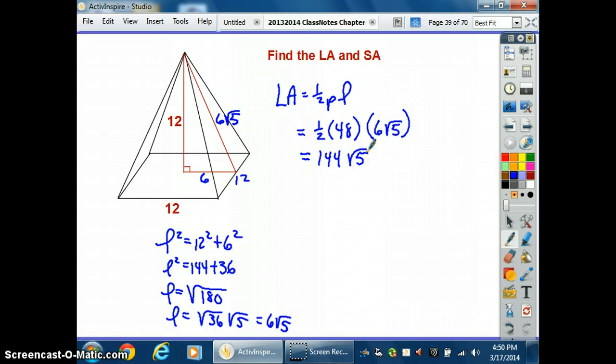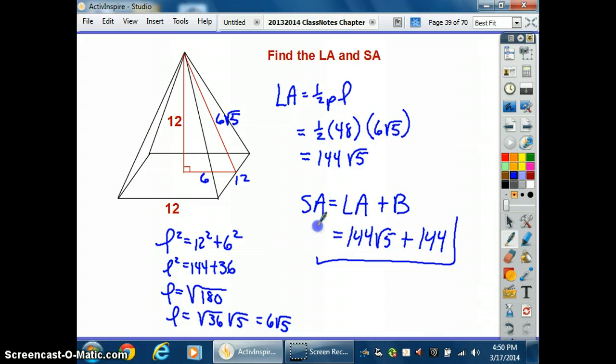All right, now let's find the surface area. It's the lateral area plus 1 base. Okay, but we've done the hard work. Our lateral area is 144 radical 5, and our base is 12 times 12, which is 144. This is our lateral area.